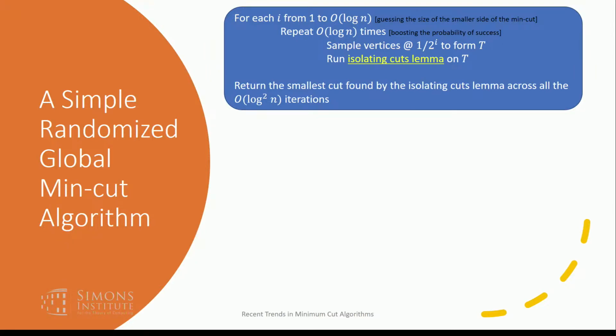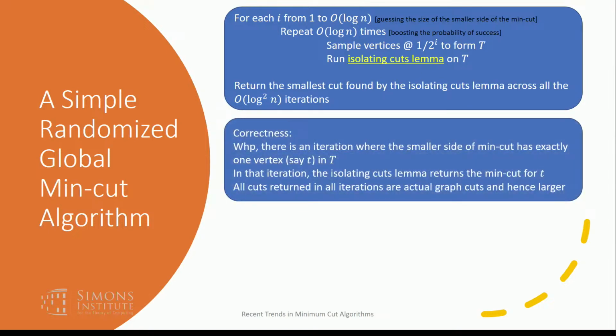More precisely, let's iterate over, let's say, log n levels of i, and sample each vertex with probability 1/2^i. And let the sampled vertices be the terminal set T. And we'll just repeat this log n times to succeed with high probability. And then we'll run isolating cuts on each iteration and return the smallest cut ever found.